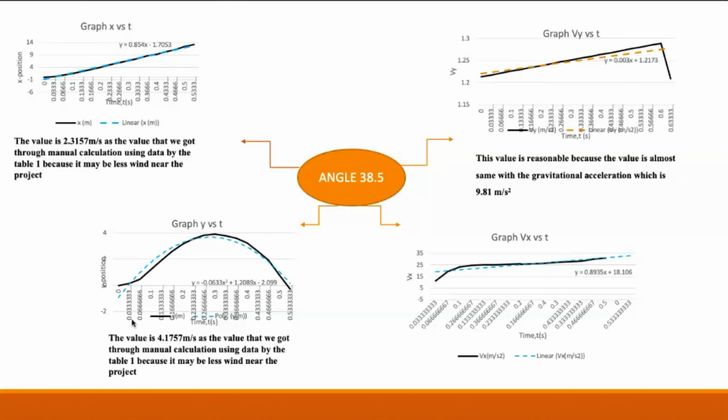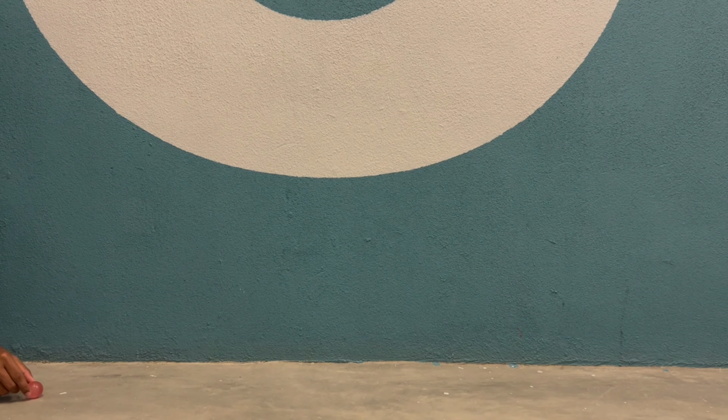Also, you can see the graph for Vx over t, where we get the equation y equals 0.8935x plus 18.106. Okay, let's proceed to graph Vy over t. Sorry, my mistake. This value is reasonable because the value is almost the same as the gravitational acceleration, which is 9.81 meters per second squared.